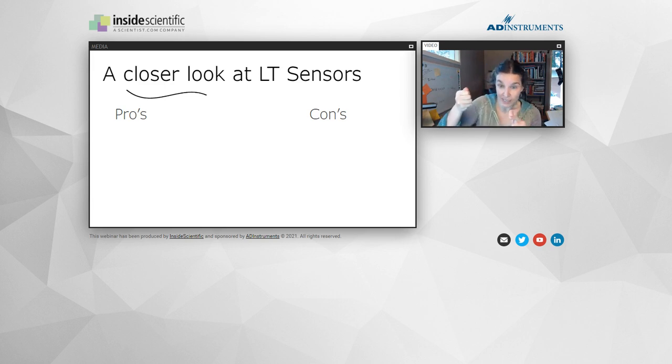LT sensors, there's a link in the resources, so check them out. They are a sensor with a USB end that plugs into any USB-having computer that isn't a Mac at the moment, but I know they're working on that. So the sensor thing plugs into any computer. It has a little USB hub that you can plug in all sorts of things.